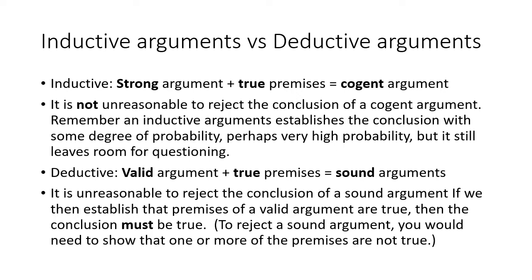But remember this: a valid argument plus true premises gives you a sound argument. It is unreasonable to reject the conclusion of a sound argument, because if we then establish that the premises of a valid argument are true, then the conclusion must be true. Now, to reject a sound argument, you would need to show that one or more of the premises are not true. You're not going to undo the logic, but you may show that the premises are false.